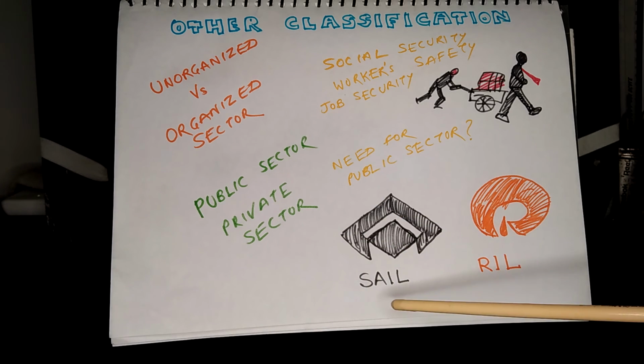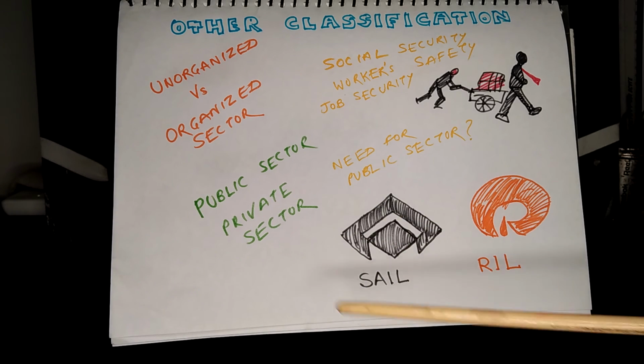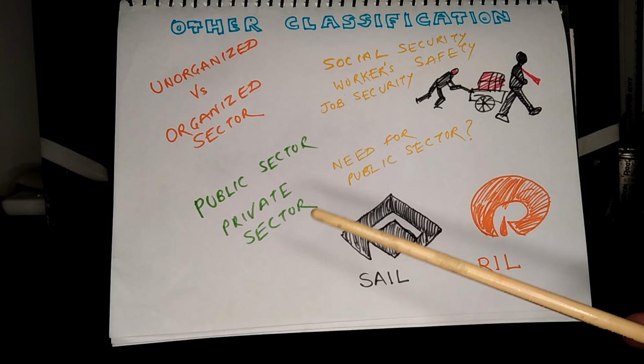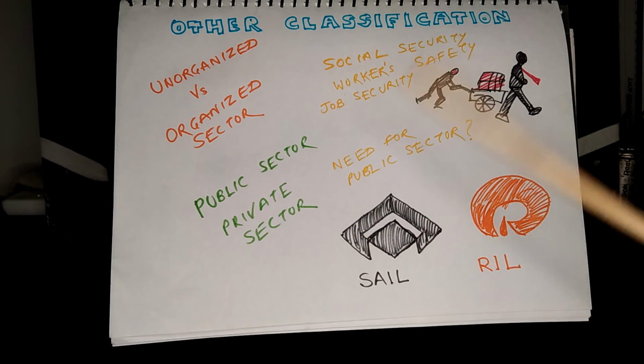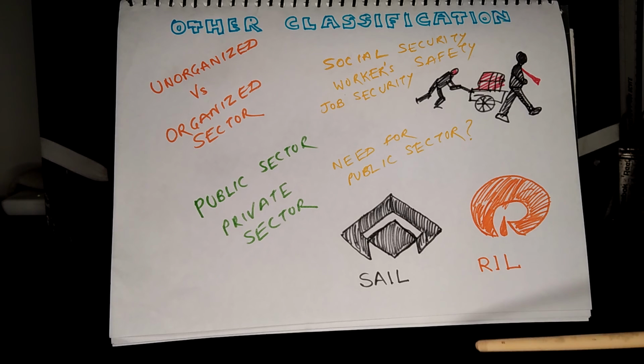For example, SAIL, the Steel Authority of India Limited. Companies which are owned by private parties are called private sector. So Reliance Industries Limited is an example of a private sector organization.